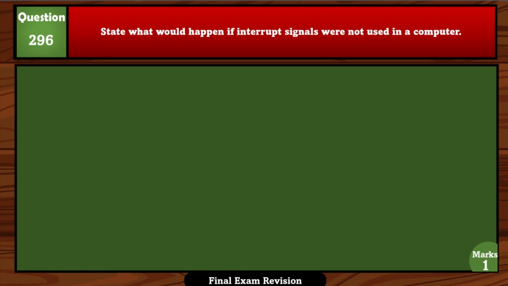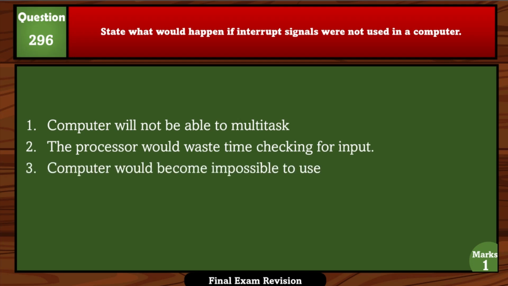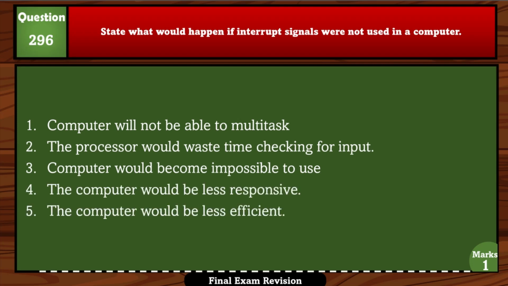Question 296, state what would happen if interrupt signals were not used in a computer. So number one, computer will not be able to multitask. Number two, the processor would waste time checking for input. Number three, computer would become impossible to use. Number four, the computer would be less responsive. Number five, the computer would be less efficient.